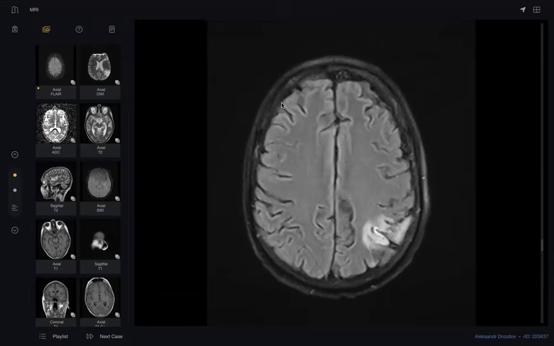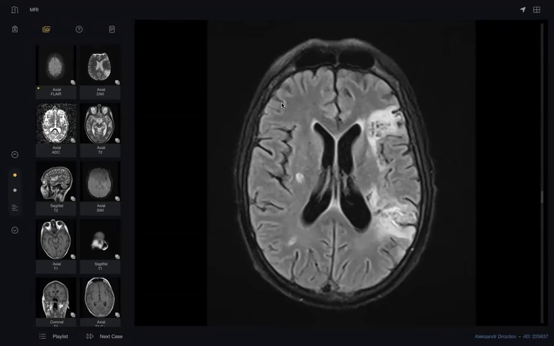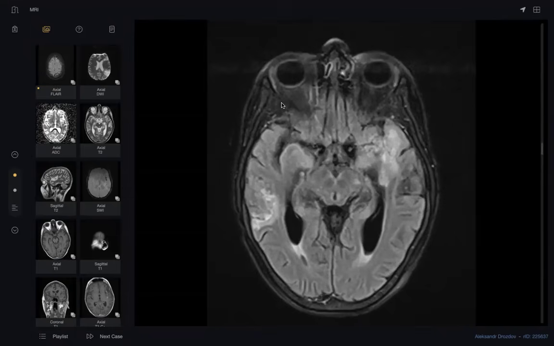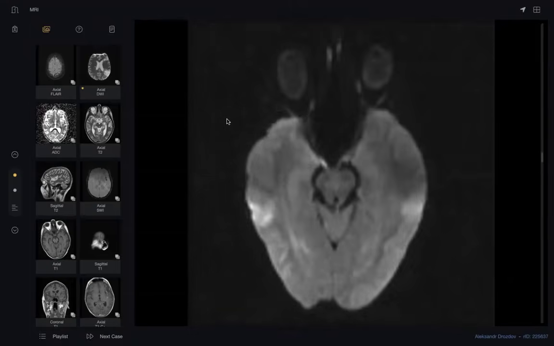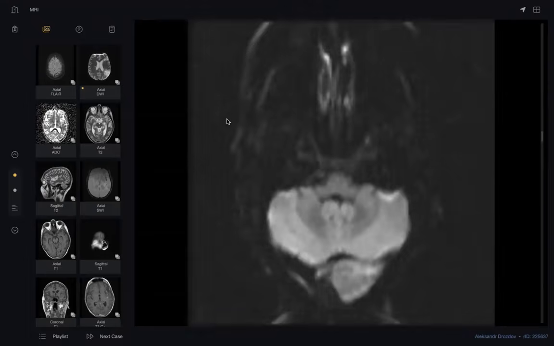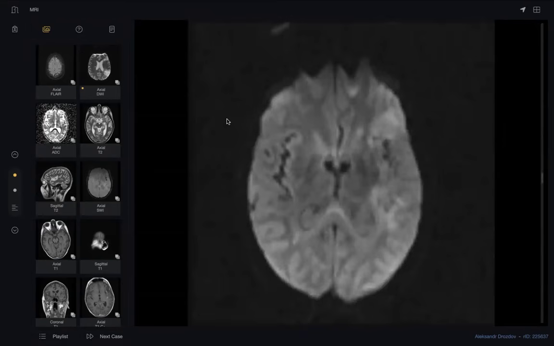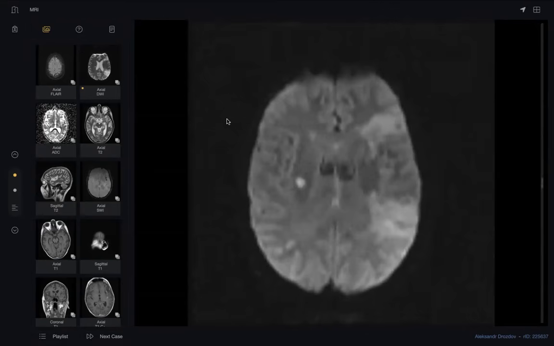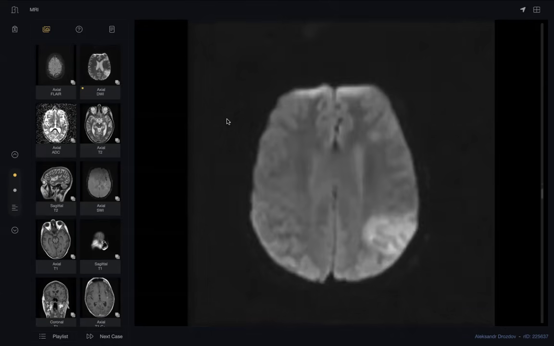So I'm thinking that this is a multi-territorial type of involvement by the process. These are the diffusion weighted images, in which I can appreciate another focus of diffusion restricted signal abnormality within the right side of the pons as well as the right basal ganglia. And the previously described lesions also show diffusion restricted signal abnormality.